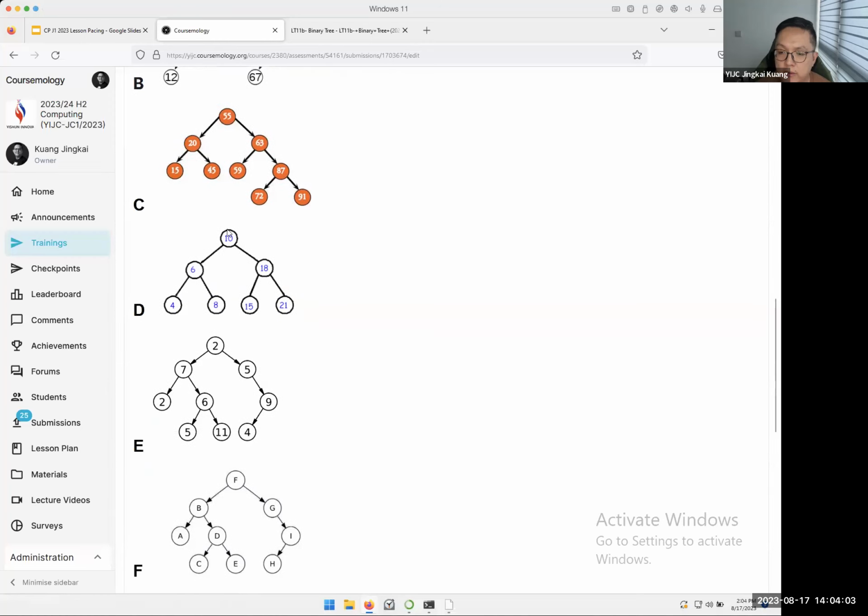Okay, again draw down 10: 10, 6, 4, 8. Everything is smaller. Okay, then we can look at 6 as well. 6, 4 is smaller and 8 is larger, so this is fine. Now go on the right hand side, 18: 15 is smaller than the smallest on the left, 21 is bigger on the right. So D is the answer as well.